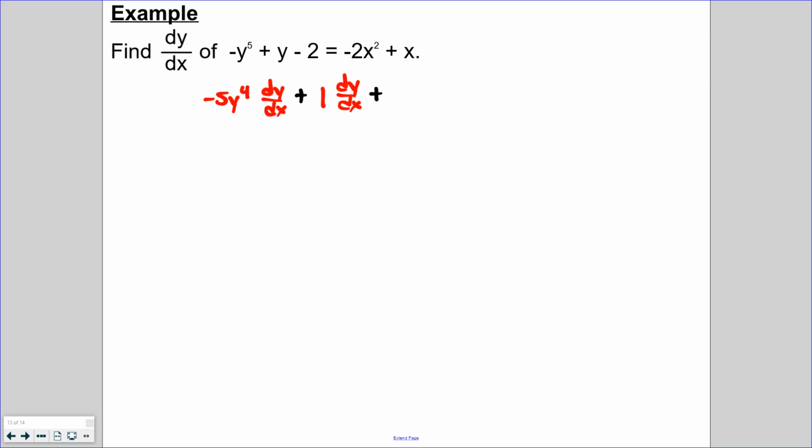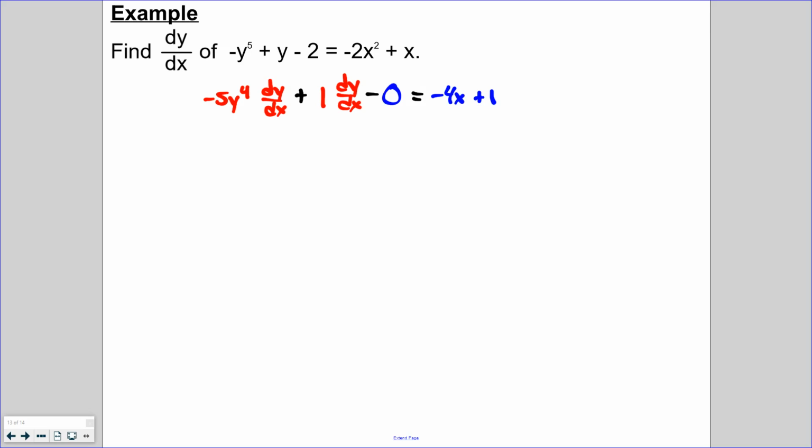And I just put a plus, and that should be a minus, so let's fix that. Minus, well, the derivative of 2 is 0. Boom, done. And that's going to equal, let's see, derivative of negative 2x squared is going to be negative 4x. Derivative of x is going to be 1. And since we're taking the derivative of our variable x, we don't have to worry about the chain rule. There is no inner function.